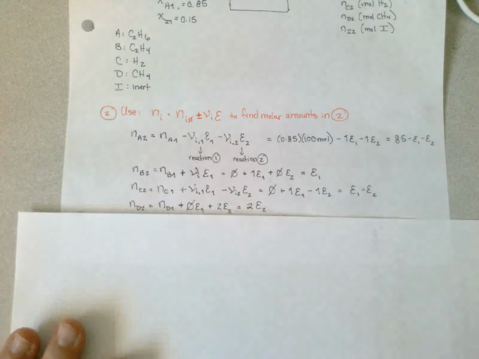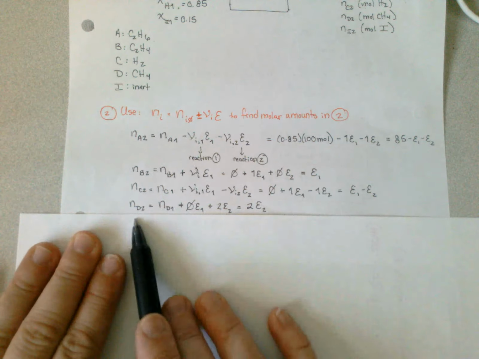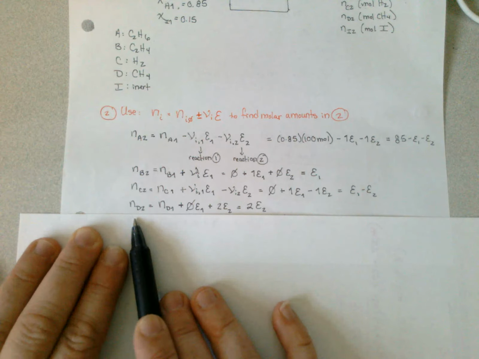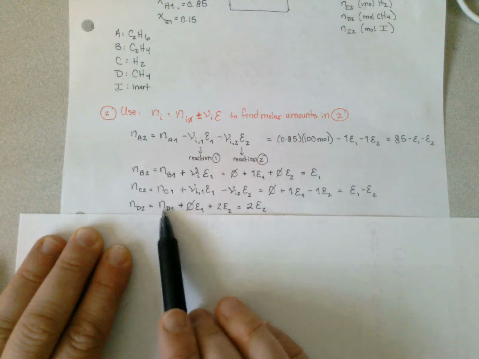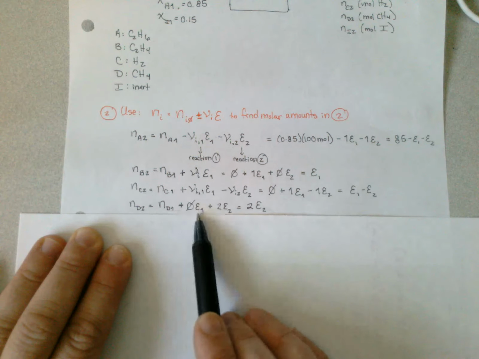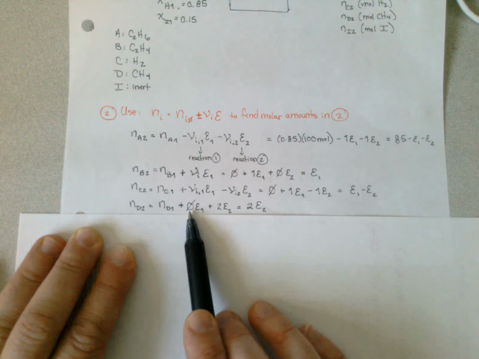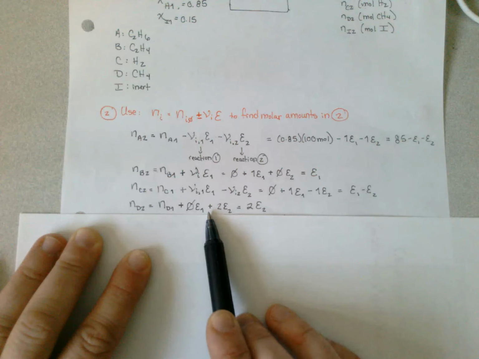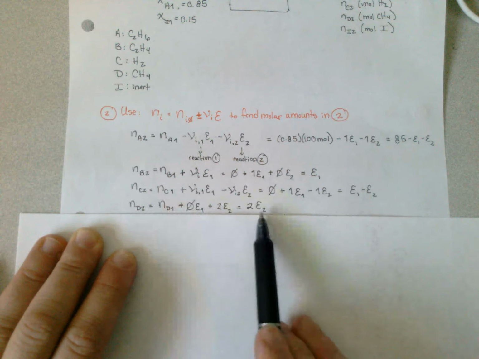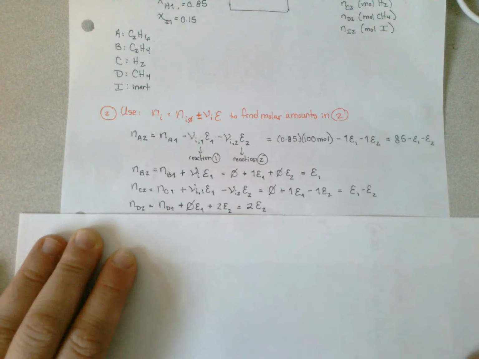All right, let's do D. D is going to be CH4, and it is only a product of the second reaction. We start with nothing in terms of methane. We don't have anything in terms of reaction 1, but we have a 2 as our coefficient, and it's a plus because it's a product. So we find that ND2 is equal to 2E2.